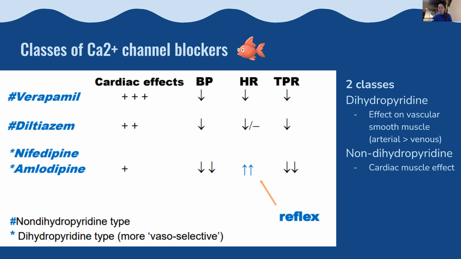Those are the 4 that you'll really just need to know. Your 2 non-dihydropyridines and your 2 dihydropyridines. And the dihydropyridines are more selective because they kind of just act on your veins and your arteries. Yeah, so as you can see in that little diagram, they're more vasoselective.